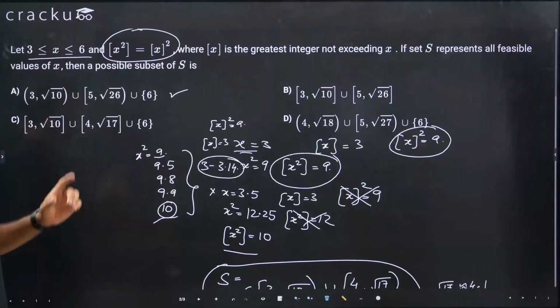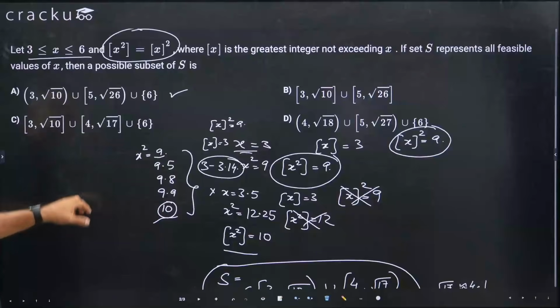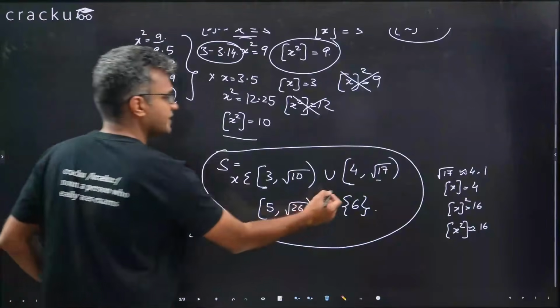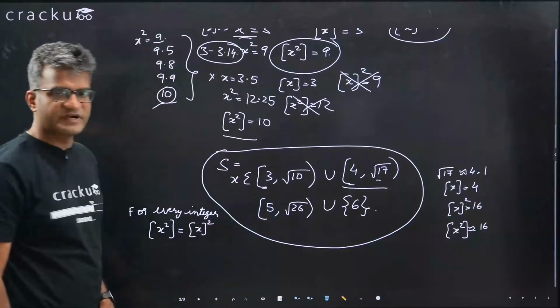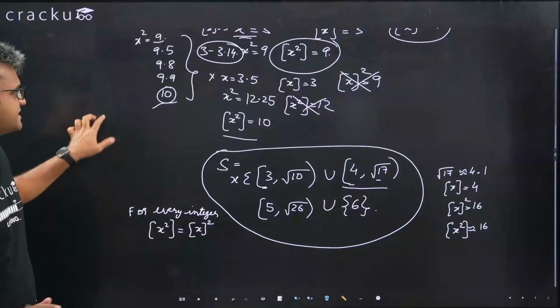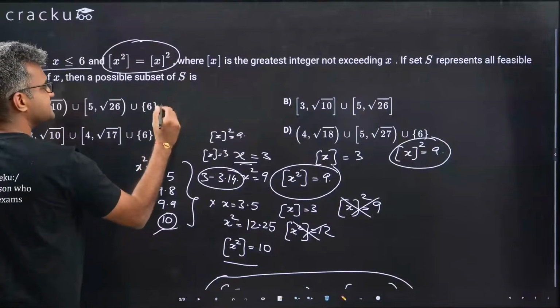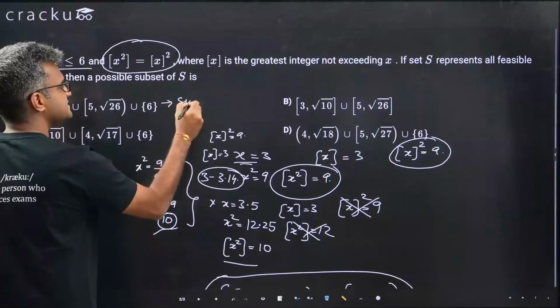You can argue that, but sir, some of the values are not part of it. For example, we are not given 4 to square root of 17. That is fine. We are saying that this is a subset. This is not the value of S. This is a subset.